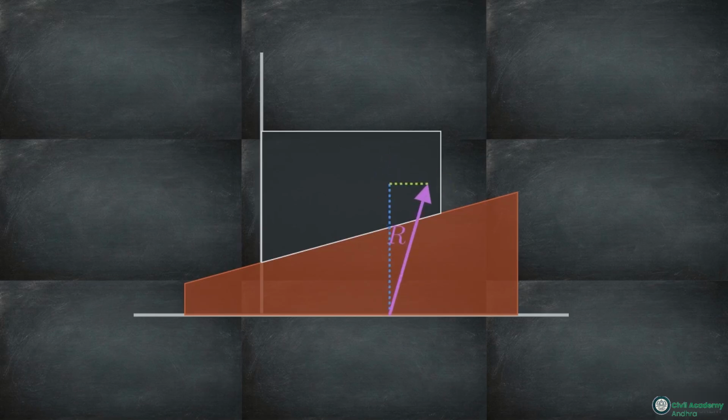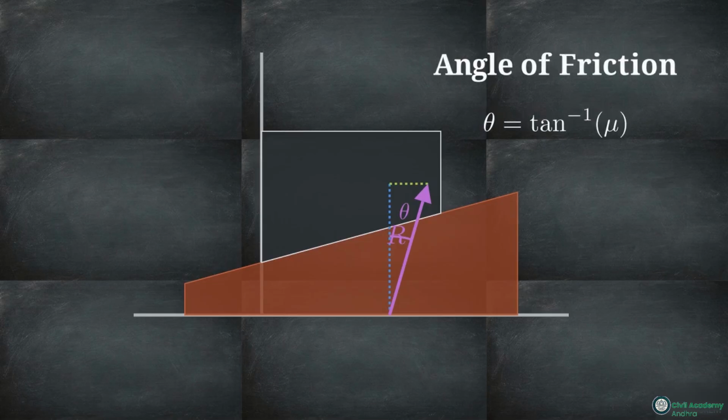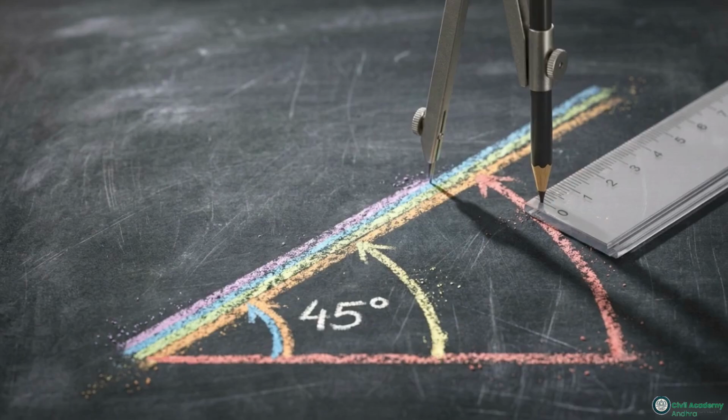We determine the exact degree of that tilt, known as the angle of friction, by taking the inverse tangent of our friction coefficient. For this system, our coefficient of friction is 0.3. The inverse tangent of 0.3 gives us an angle of 16.7 degrees. Substituting multiple independent normal and friction forces for single resultant factors drastically reduces the number of unknown variables in our equilibrium equations. Now we just need to align these resultants correctly.